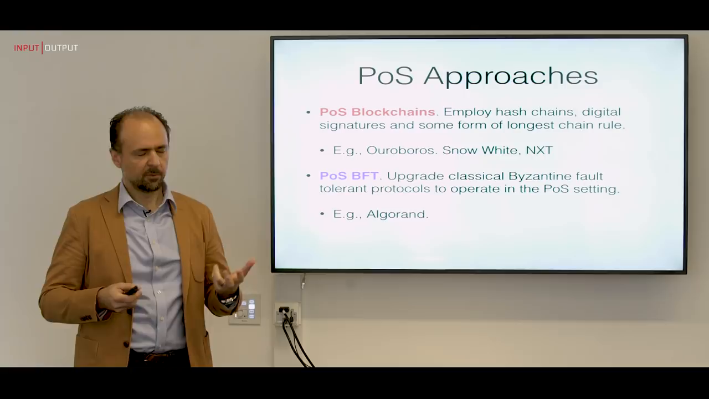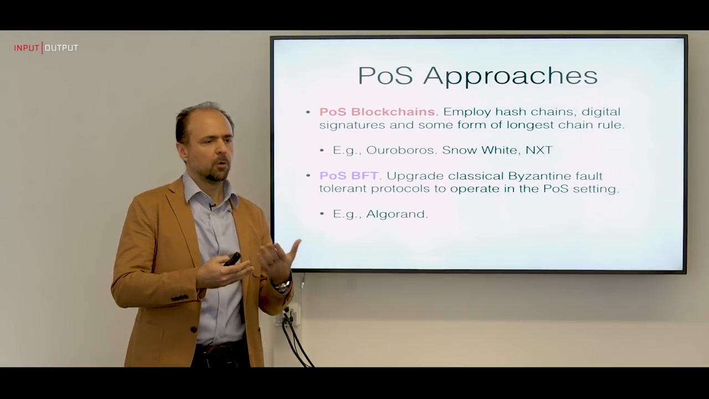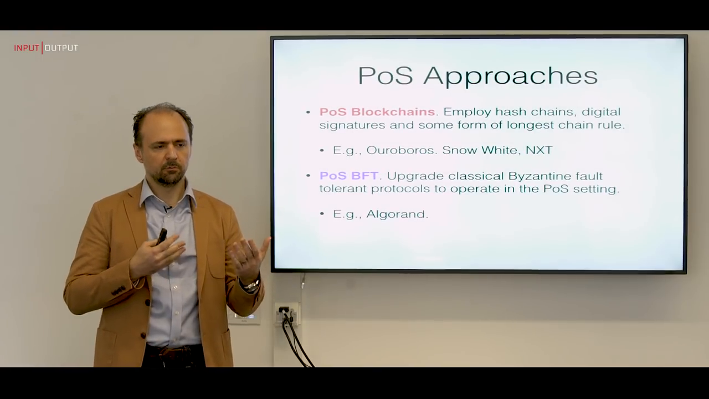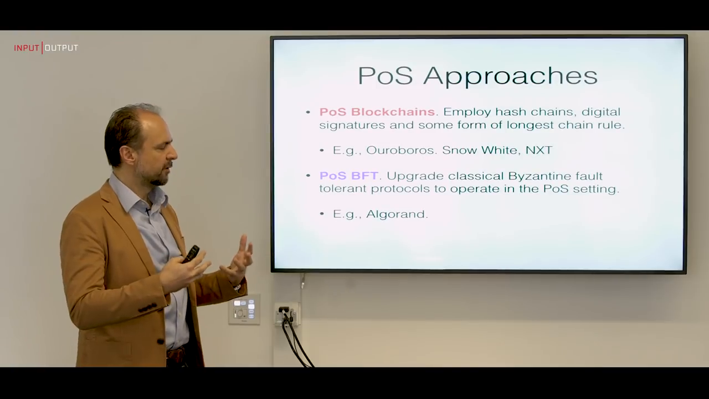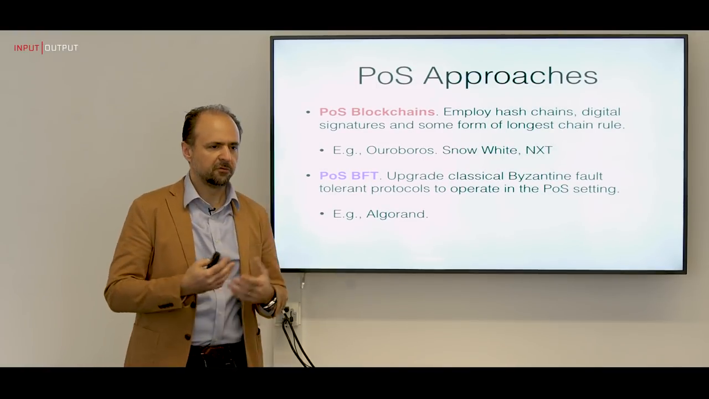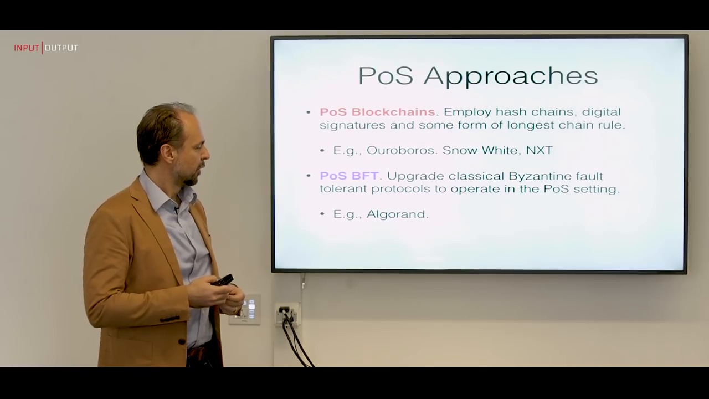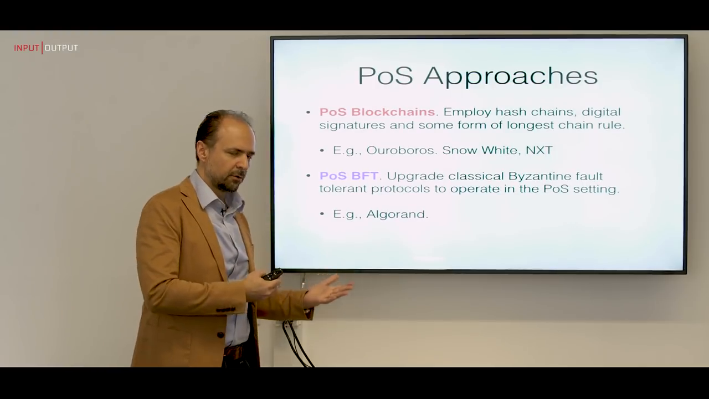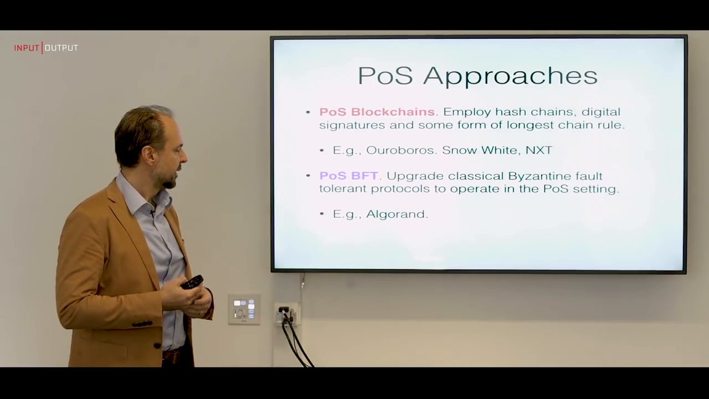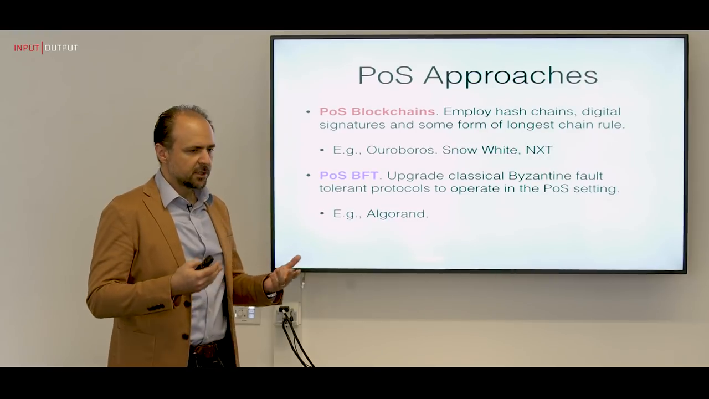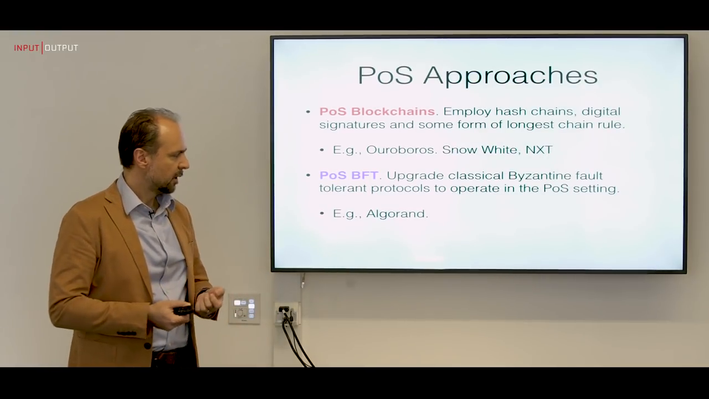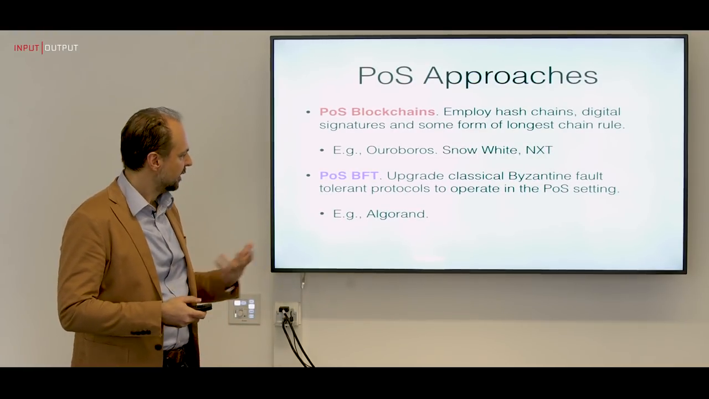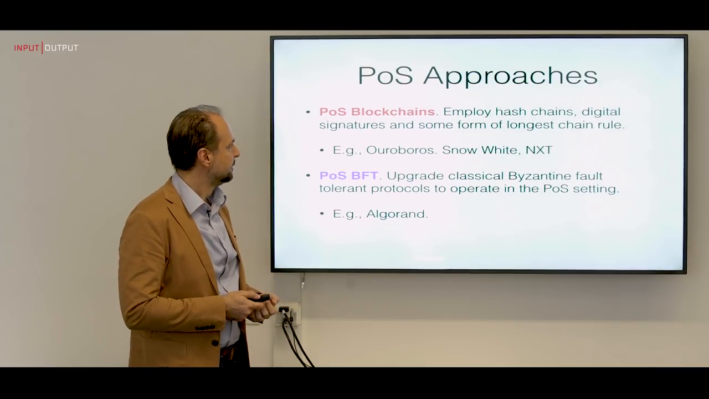The one is a proof of stake blockchain, where basically what you try to do is think in the same way that the Bitcoin blockchain works and use proof of stake in a way that does not jeopardize any of the features that the proof of work protocol provides. Examples of these protocols are Ouroboros, the protocol I'll be talking about today, Snow White next, and a number of others. The other approach is based on classical Byzantine fault-tolerant protocols, which can somehow be upgraded to operate in the POS setting. An example of that is Algorand.